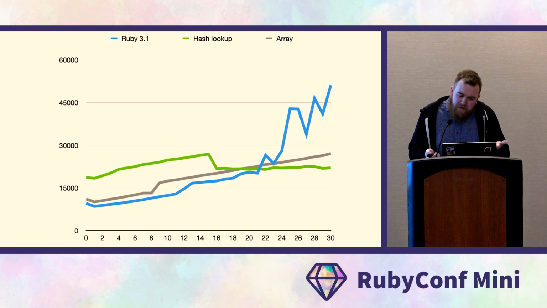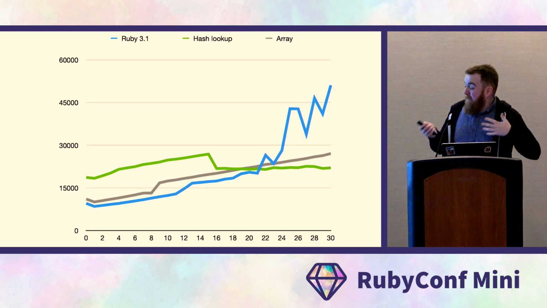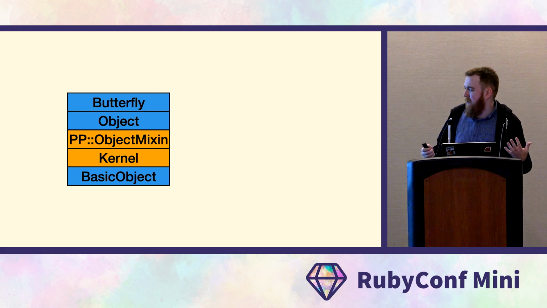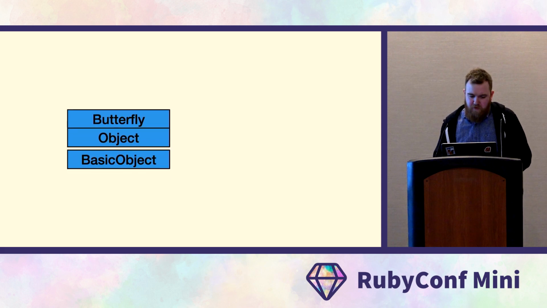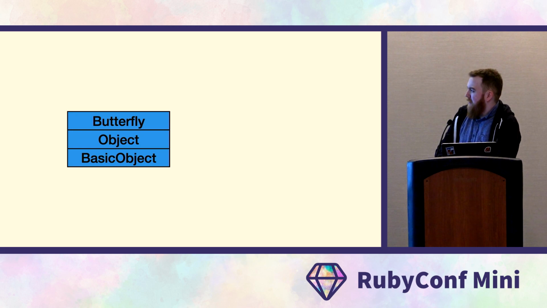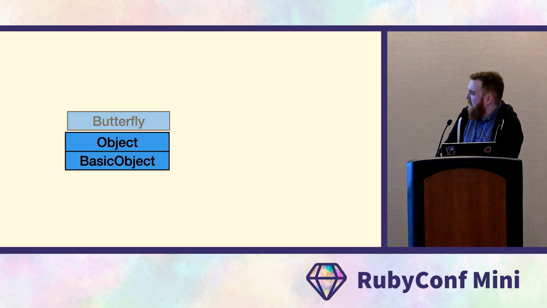So I figured maybe we can apply approach 2 and approach 3 together. So we could just take the array we had and just get rid of the modules. And once I did this, I noticed an interesting pattern.